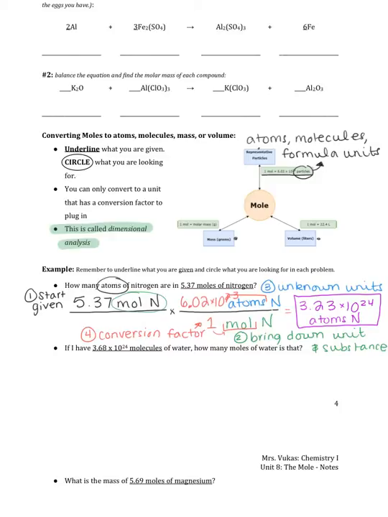It says, if I have 3.68 times 10 to the 24th molecules of water, how many moles of water is that? So the steps are going to be the same. Step 1 is to start with what you're given. In this one, we were given 3.68 times 10 to the 24th molecules of water.